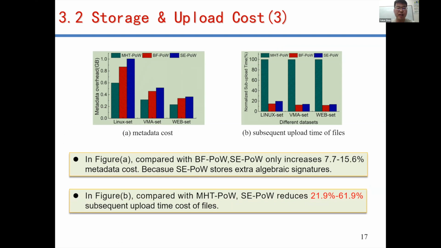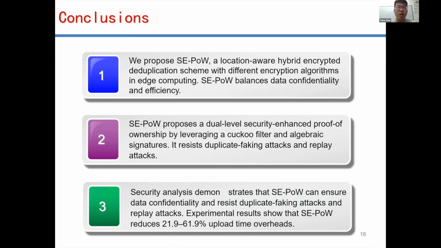In figure A, compared with the BFPOW, SEPOW only increases metadata cost by 7.7% because we need to store extra algebraic signatures. Compared with the MTPOW, we reduce subsequent upload time by more than 20%. This is our conclusion.